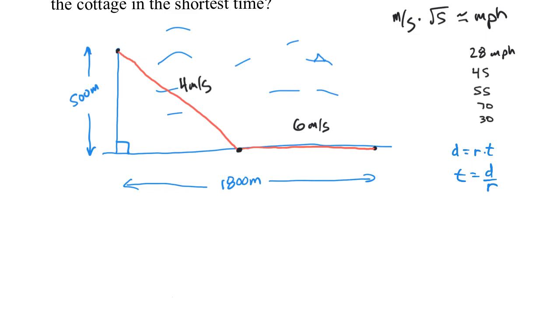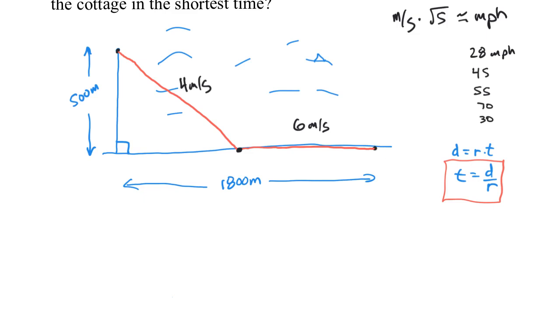So we're going to need this formula, and we need to figure out the time swimming and the time running. We're going to have to add the time swimming to the time running and try to minimize this time by moving this dot along this line. The two extreme cases would be you swim 500 meters, run 1,800 meters. That's one extreme case. The other case is you swim all the way. That'd be the other extreme case.